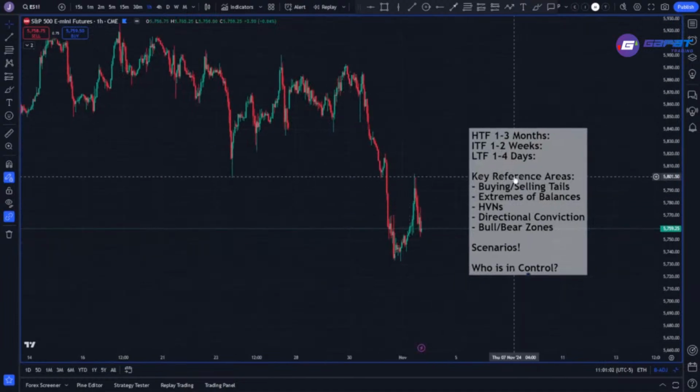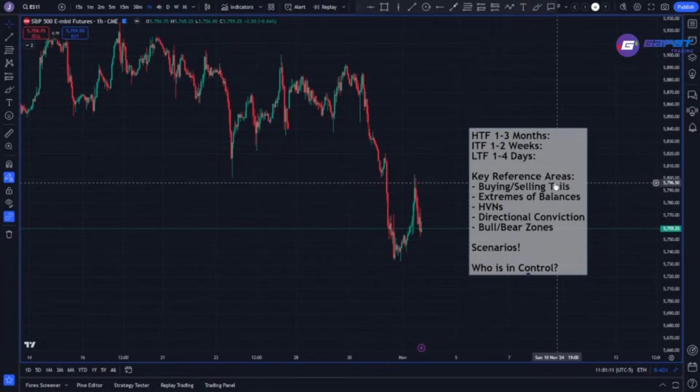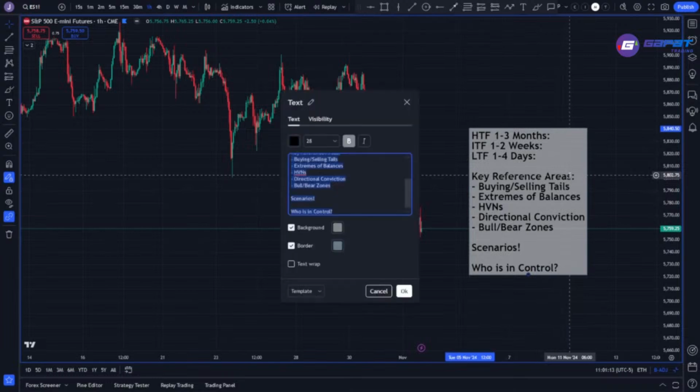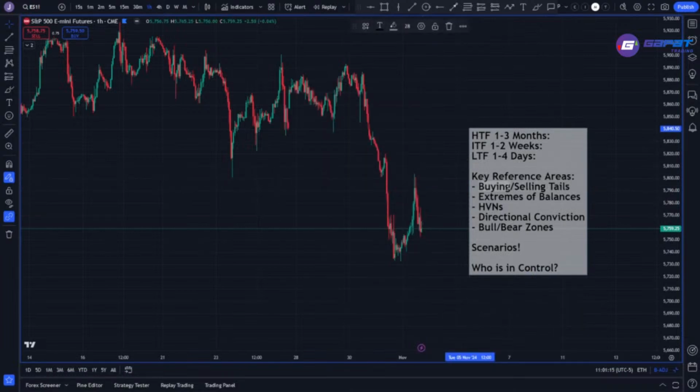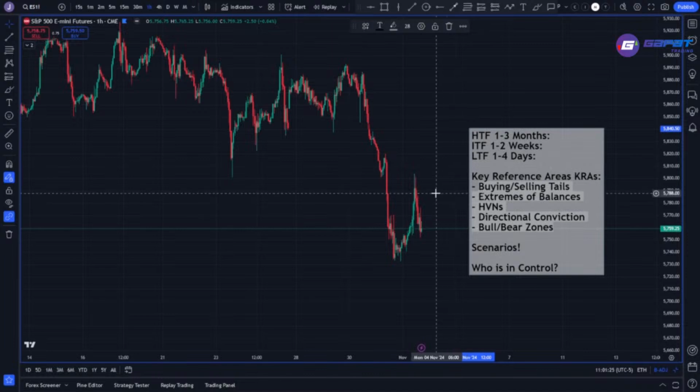The first topic I wanted to cover today: I've covered the trends in some of my past videos, but I wanted to dive more in depth on key reference areas. You may also see this abbreviated if people are typing in the Discord, just KRAs, key reference areas. So this is what we're talking about with key reference areas.